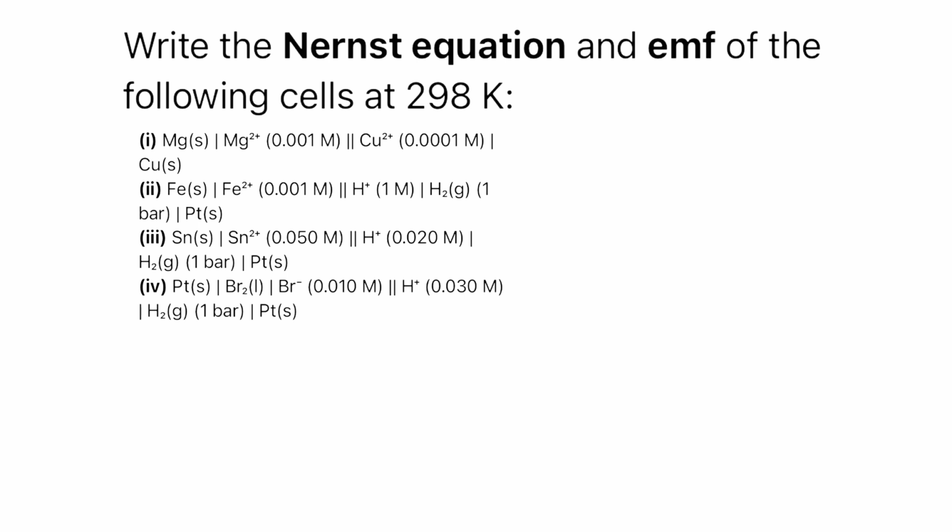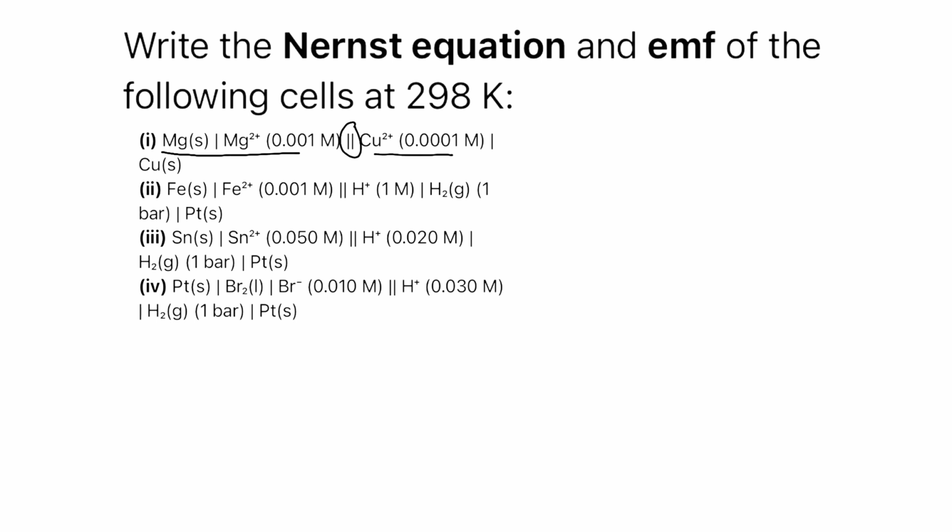Write the Nernst equation and EMF of the following cell at 298 Kelvin. We can do the first question. See, for the first question, who is anode? As per the cell representation, the one which is written first, before the double line, is the anode part, and right of the double line is the cathodic part, right? So anode is magnesium and cathode is copper.